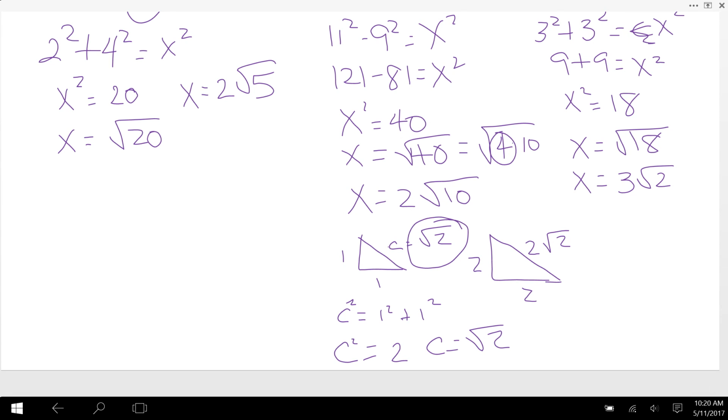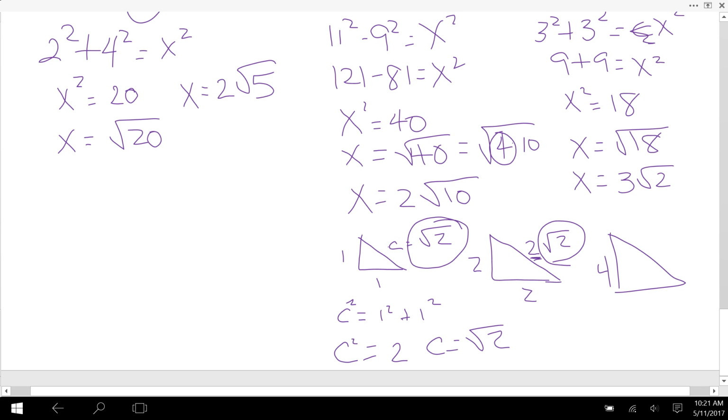So this right here is kind of your secret for isosceles triangles: when the two sides are the same length, the hypotenuse is the same number as the length times the square root of 2. So if I have a triangle that's 4 and 4, the hypotenuse is 4 times the square root of 2. So that's one special triangle.